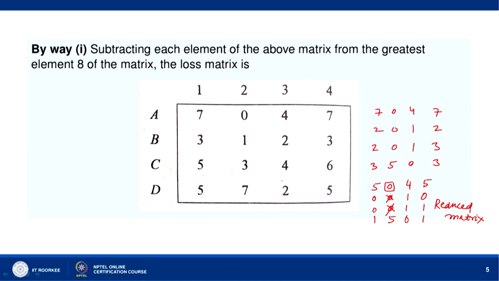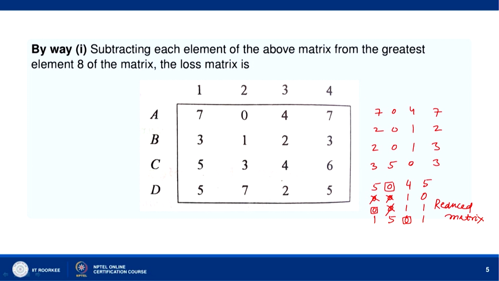In the third row, we go to the third row, it has a single 0. So, we encircle it and then cross the zeros which lie in its column. So, we cross this and then we go to the fourth row, which has a single 0, we encircle it. Now, we go to the first column.